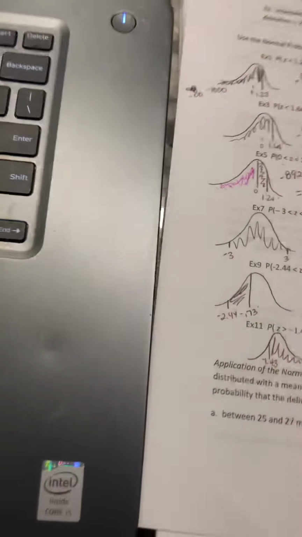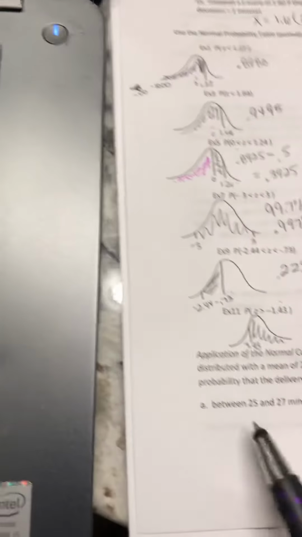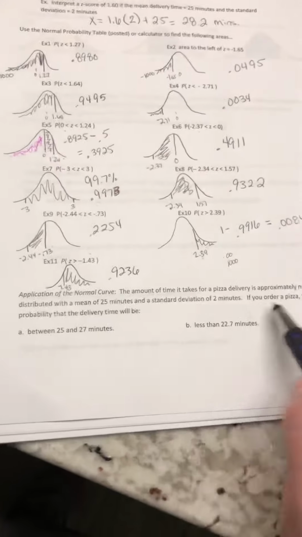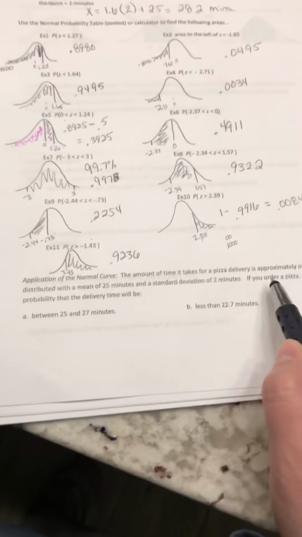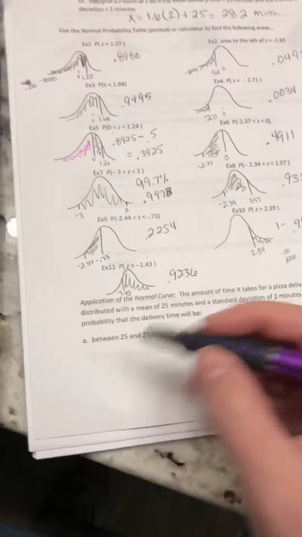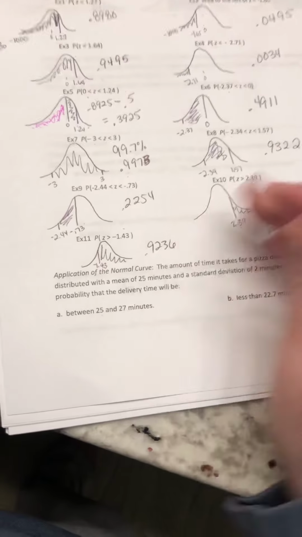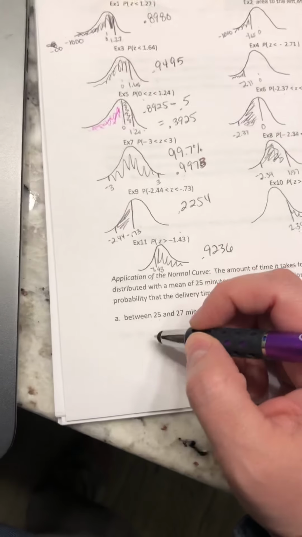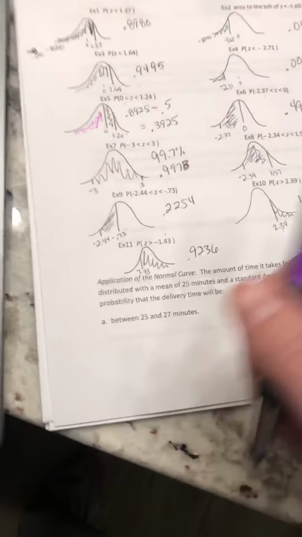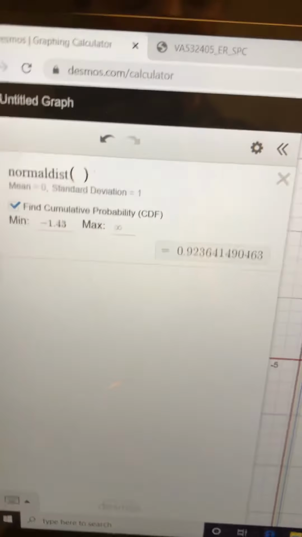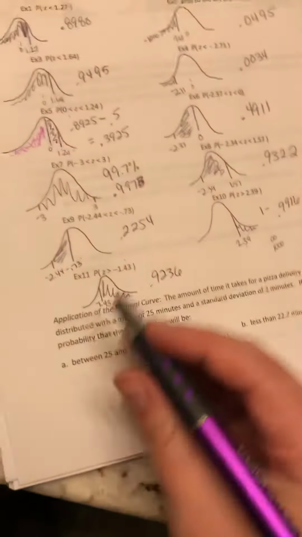Okay, so the application of those, finally, same thing, pizza delivery, right? It's the same mean, 25-minute standard deviation, we've not changed it. If you order pizza, what's the probability that the delivery time will be between 25 and 27 minutes? So you could do this using 25 and 27, but we want to use the standard normal. Unless you change it, this is using standard normal, mean 0, standard deviation of 1. So what we want to do is calculate our z-scores.